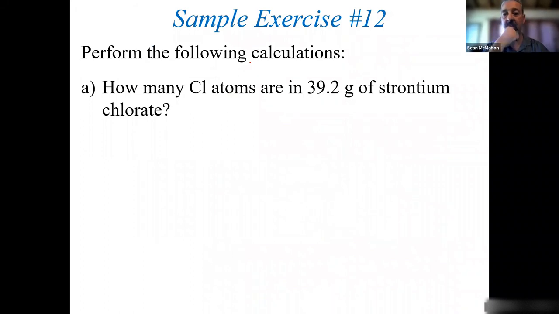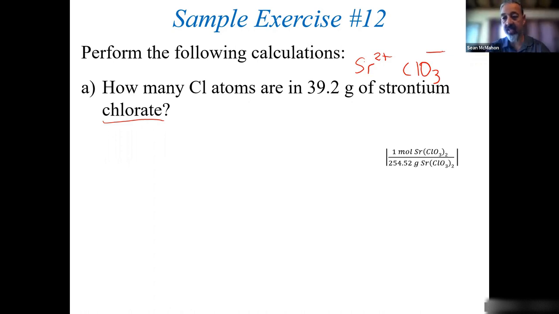So perform the following calculations. How many chlorine atoms are in 39.2 grams of strontium chlorate? So again, I need to know that strontium is Sr2 plus. Why? It's a metal, and I'm going with an oxyanion, so I need to go to the periodic table. I see strontium's 2 plus, because this is an ionic compound, because it has a metal. Chlorate, it's not on the 4, so there's 3, and I crisscross, and I get this, 254.52 grams of strontium chlorate for 1 mole. I want to know how many chlorine atoms.